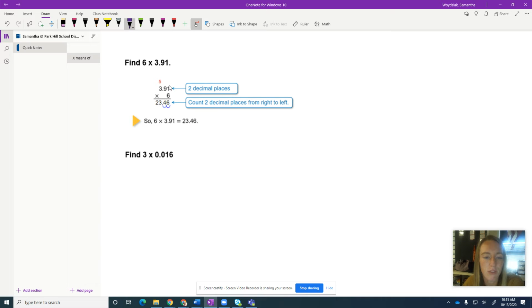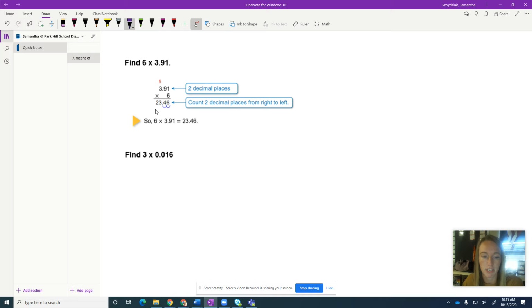So even though the value of this one is 1/100th, and the value of this 6 is 6, it doesn't matter. We just line them up on the very right. So we line them up and kind of forget about our decimal point for the time being and just multiply like normal. So it's everything you've been working on since third grade. 6 times 1 is 6. 6 times 9 is 54. 6 times 3 is 18.